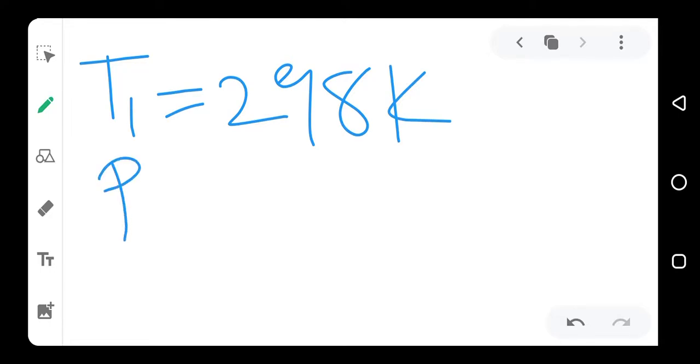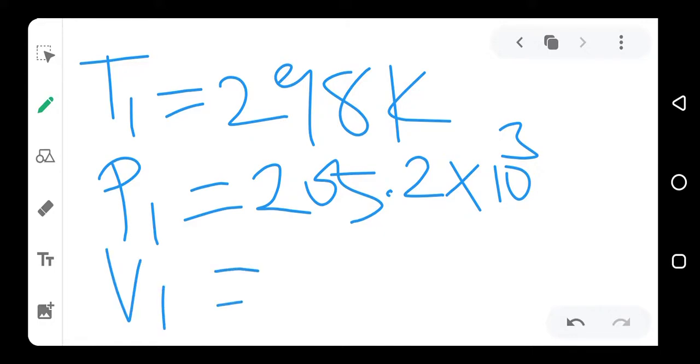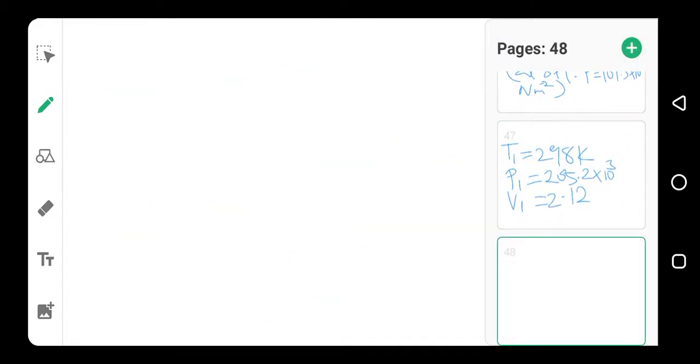Now P1 given to us is 205.2 times 10 raised to power 3 Newton per meter squared. Now the first volume given to us, V1, is equal to 2.12 dm cube. And then they said at STP temperature is equal to 273 and pressure given to us is 101.3 times 10 raised to power 3.